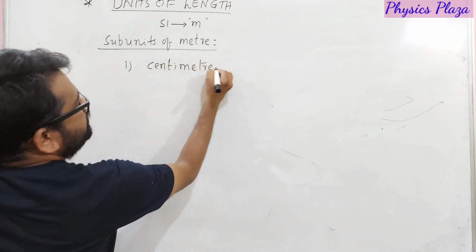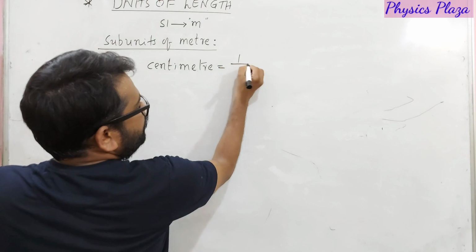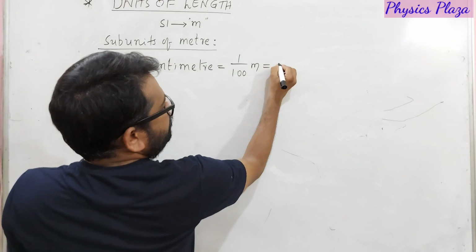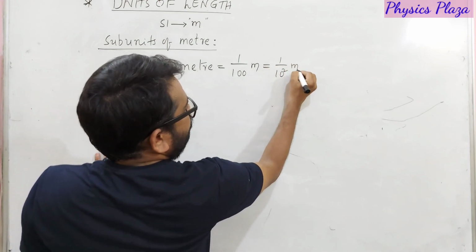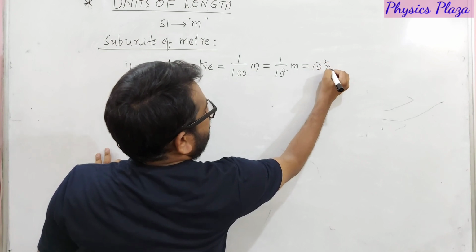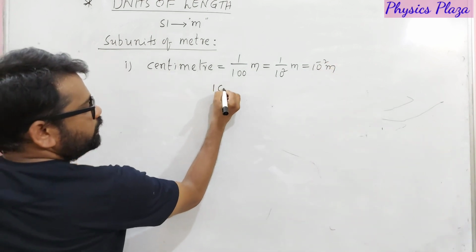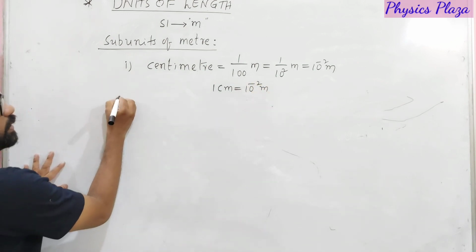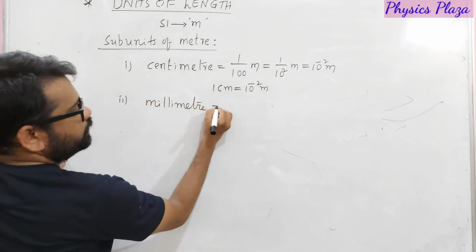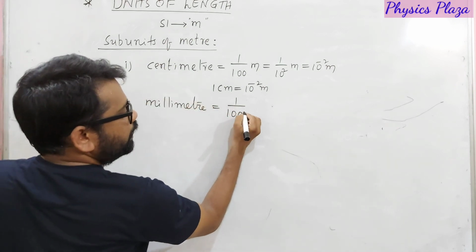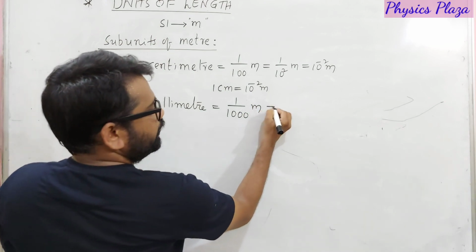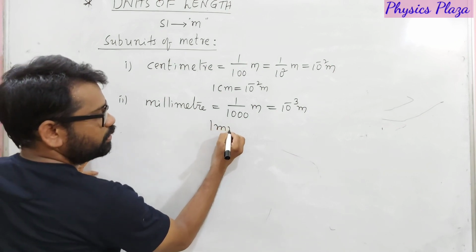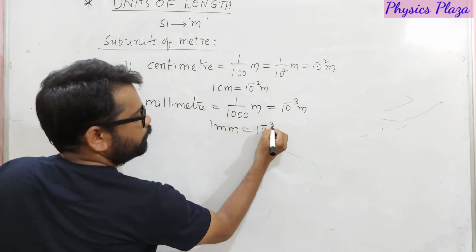Centimeter. Children, what is a centimeter? It is a 1/100th part of a meter. This we can write as 1/10 square meter, or we can write 10 power minus 2 meter. So in shortcut we can write 1 centimeter is equal to 10 power minus 2 meter. The second one is millimeter. It is a 1/1000th part of a meter. This we can write as 10 power minus 3 meters. So 1 millimeter is equal to 10 power minus 3 meter.